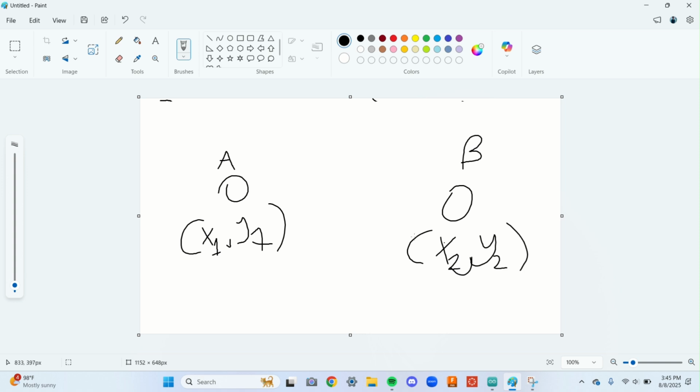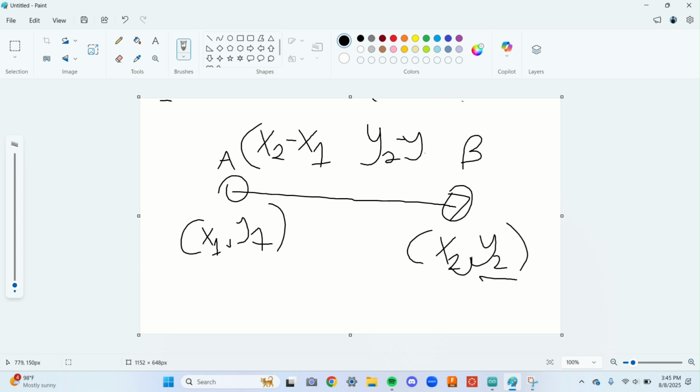What we want to do is we just want the change, right? We want the change in y and we want the change in x. And that's basically going to be our new vector. So the vector going from point A to point B is going to be the change in x first, right? So x2 minus x1 for the x coordinate of the vector arrowhead, and then y2 minus y1 for the y coordinate of the arrowhead.